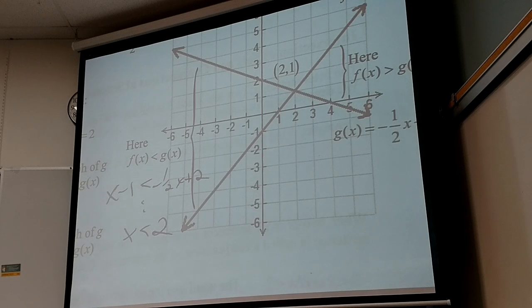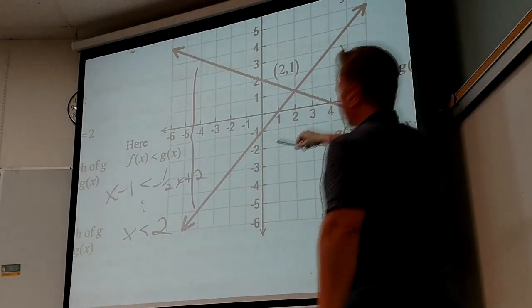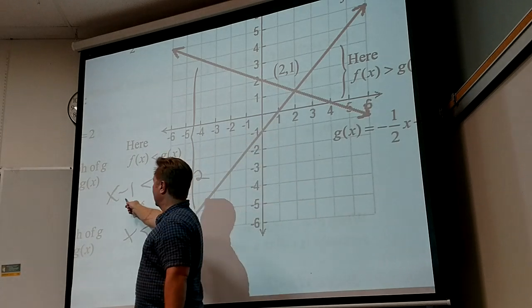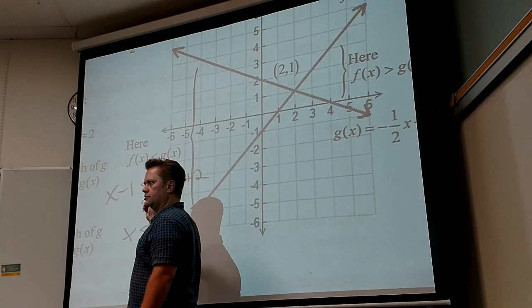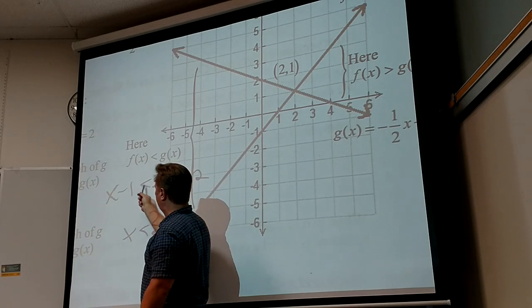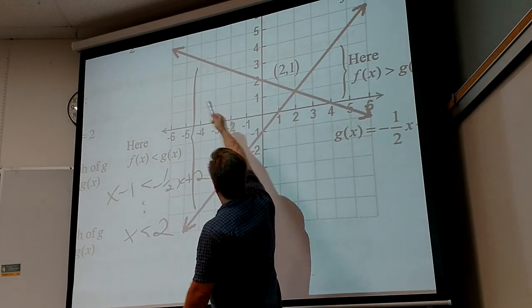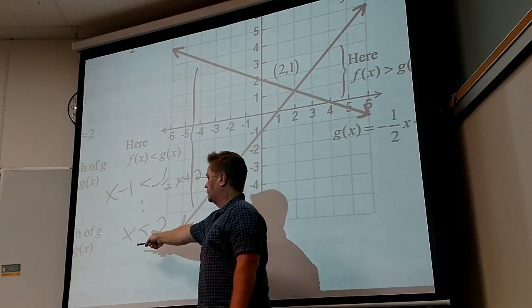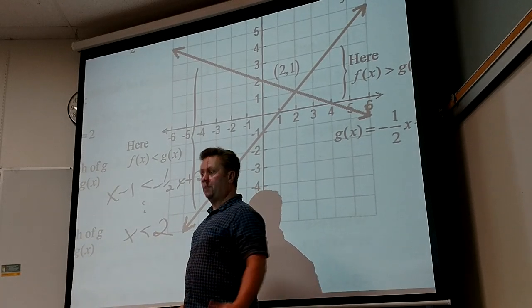Are you guys with me at all? Yes. So what's the visual interpretation of this question? This question says, when is that line below that line? You see how that's a beautiful way to re-look at this problem? When is that line below that? Well, that line is below that line for x below 2. Bam!